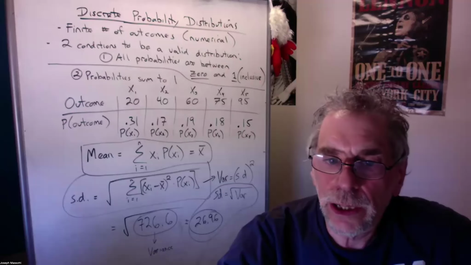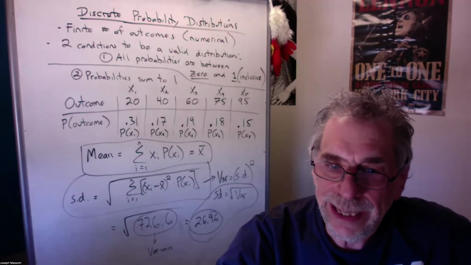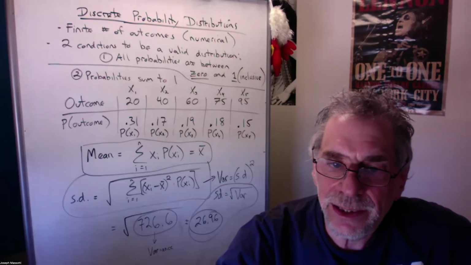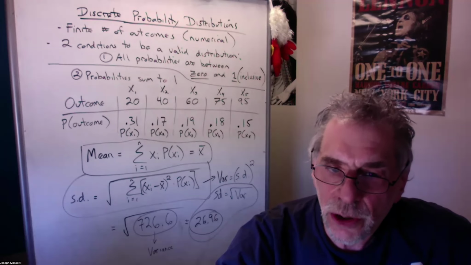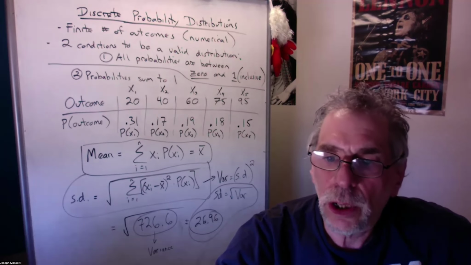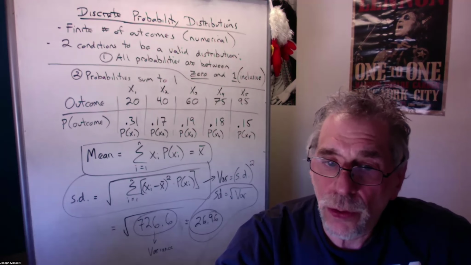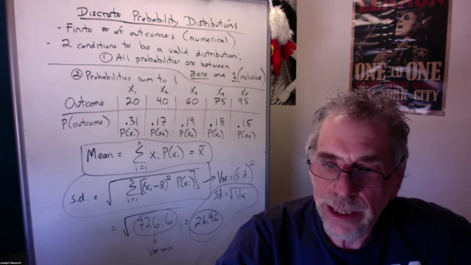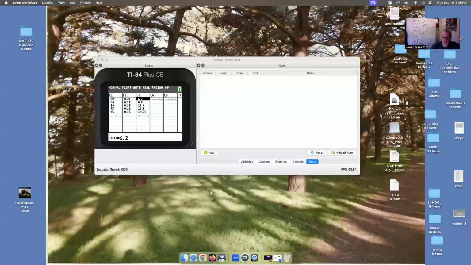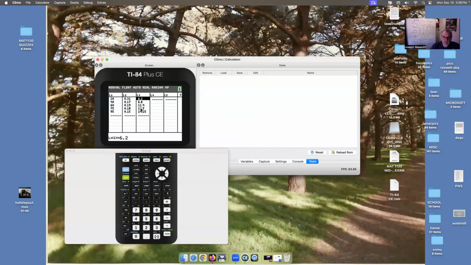Now if we go back and look at our formula, the mean is the sum of what we just created. That's the list we just created: each individual outcome times its probability. So if we take the sum of all those products, we get the mean. So back to our screen. And if we take the sum of this list, we're going to get our mean.